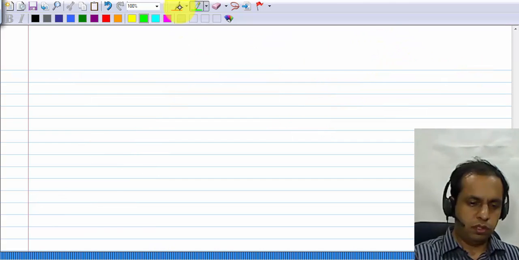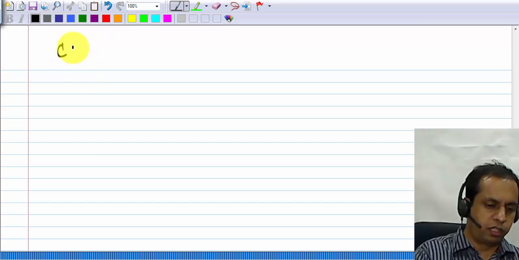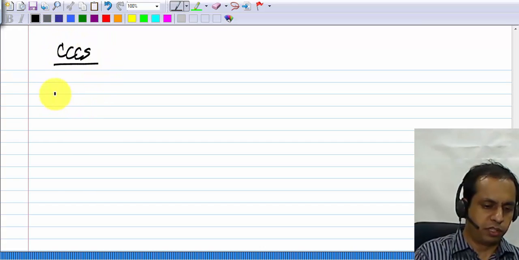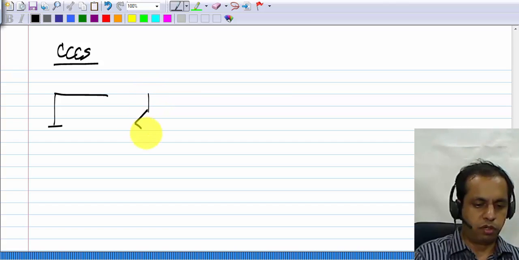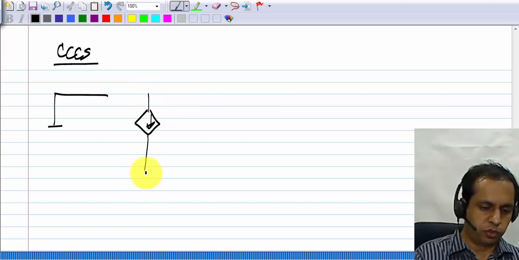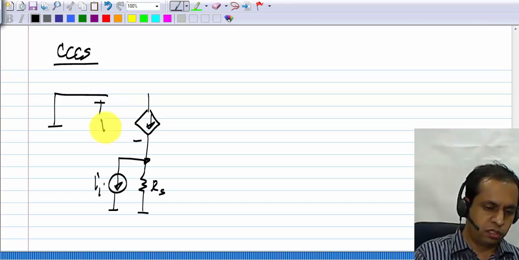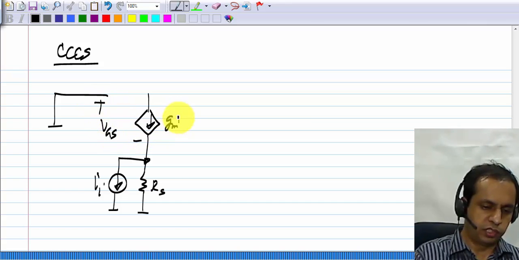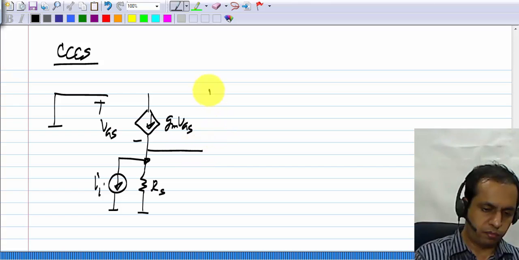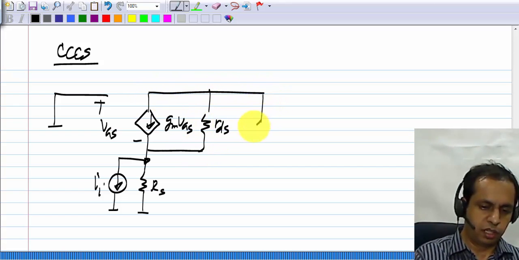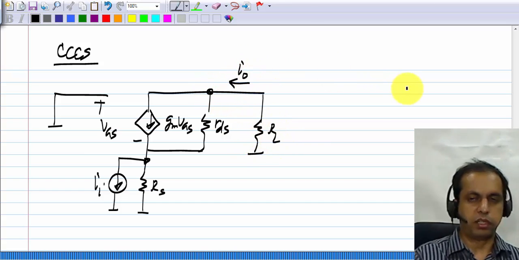Okay. So in summary, our current controlled current source, the small signal picture looks like this. The gate is connected to ground, and the input source is connected to the source terminal. This is II and RS. This is VGS and this is gm VGS. This is RDS and we have RL. This is the output current.